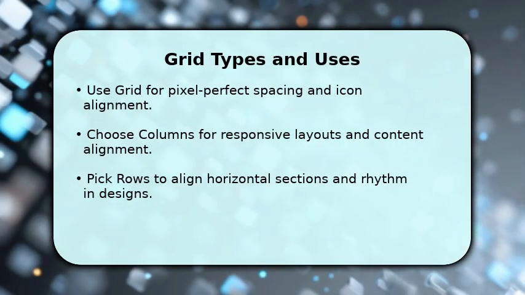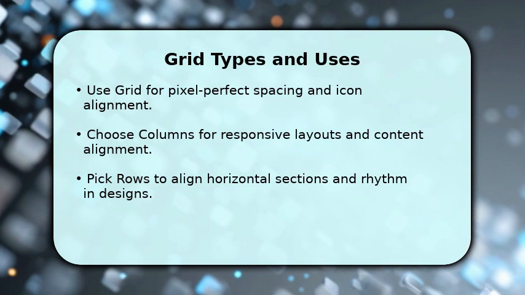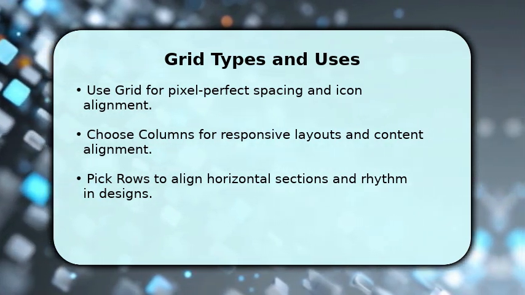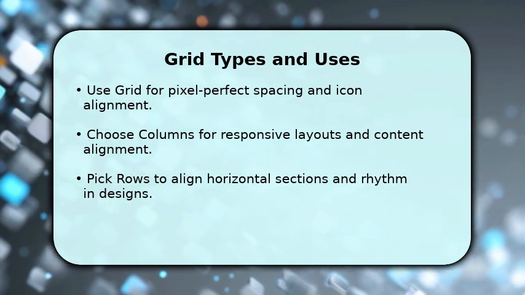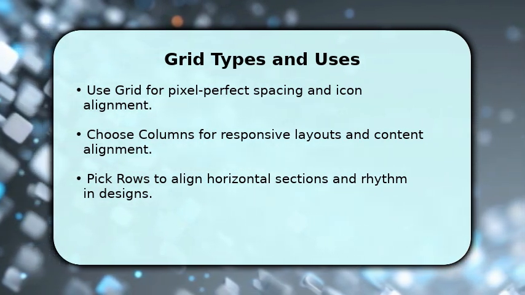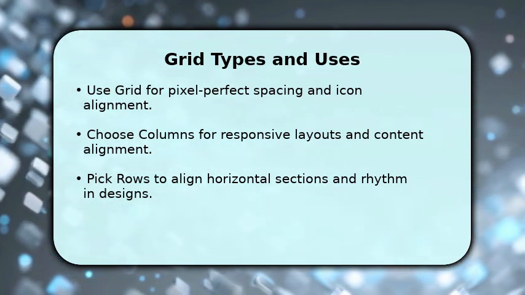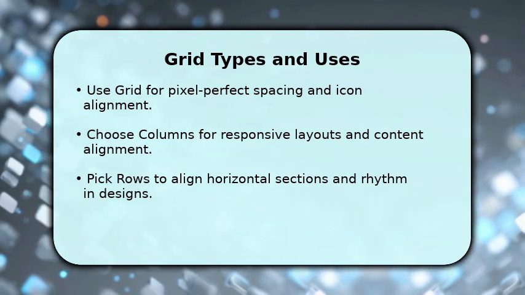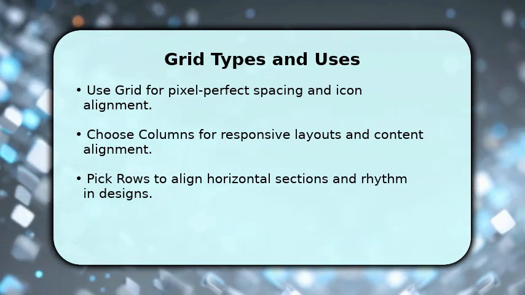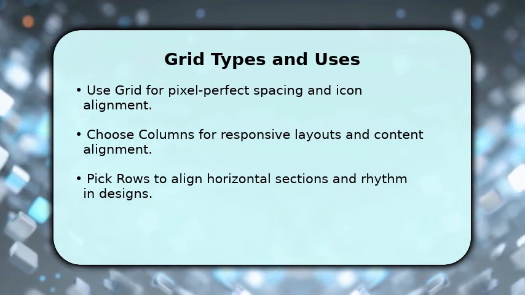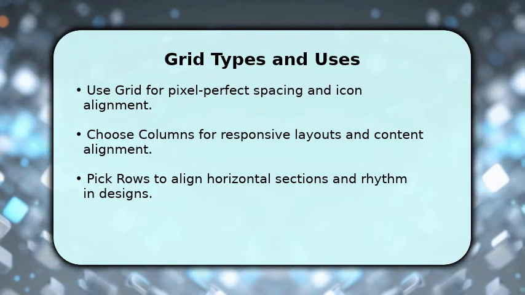Grids have specific uses that make layouts consistent and predictable. Grid is ideal for precise spacing and icons, whereas columns help create responsive content with even gutters and margins. Rows give you control over vertical rhythm and section spacing. I'll explain when to use each type, how to combine them, and how to adjust settings like count, gutter, and margin to match your design system and screen targets.